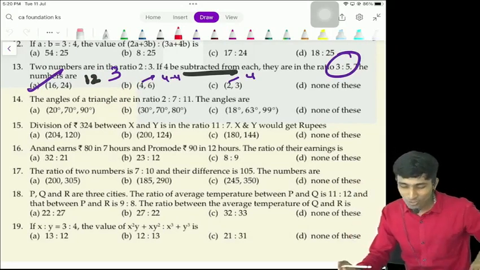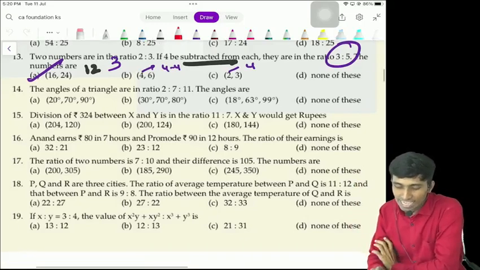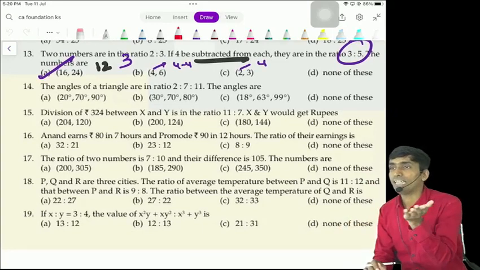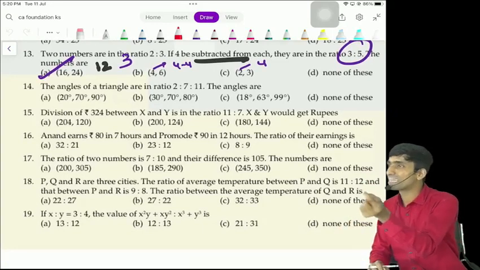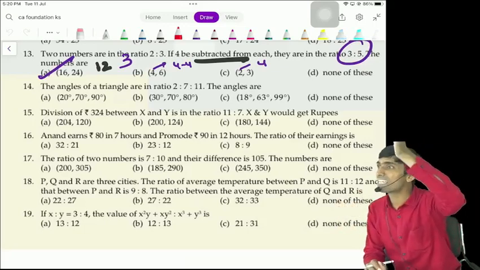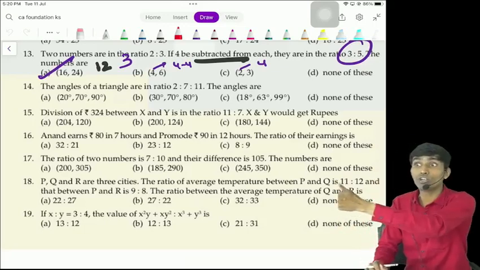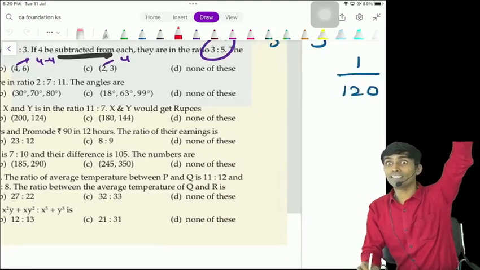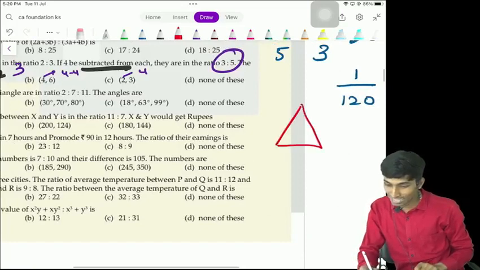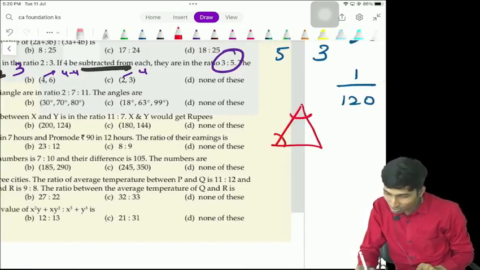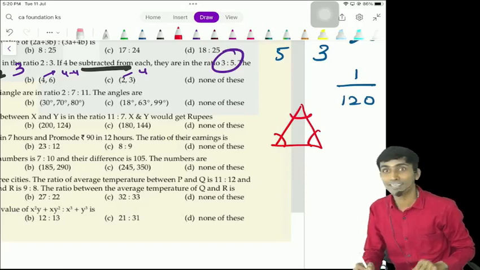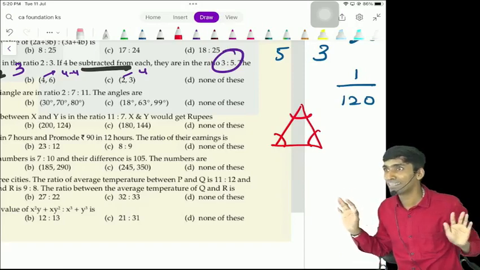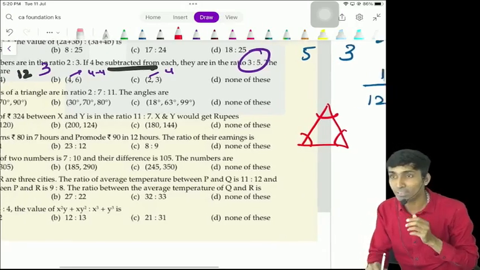Listen. 14th question. The angles of the triangle are in the ratio 2:7:11. Here also, if you want to solve, you can solve. The constant is k. So 2x plus 7x plus 11x should be equal to 180. You remember one subject was there, geometry. In that, a triangle used to be like this, and we used to say that the sum of these three angles is how much? You know this? Here also it is the same.